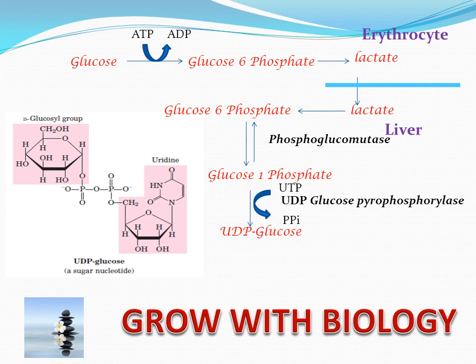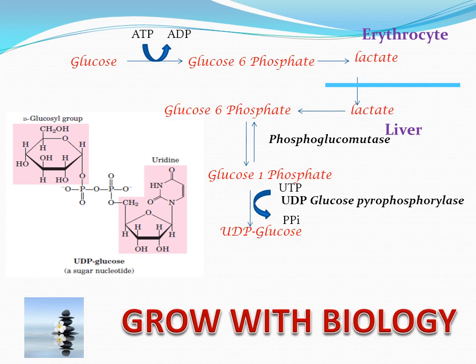Now, look at the mechanism. First, glucose is converted to glucose 6-phosphate. Here ATP is utilized to form ADP, and this glucose 6-phosphate is converted to lactate and it moves to the erythrocytes. Now, from the erythrocytes, this lactate can easily enter the liver cells, and in liver cells, lactate will get converted again to glucose 6-phosphate.